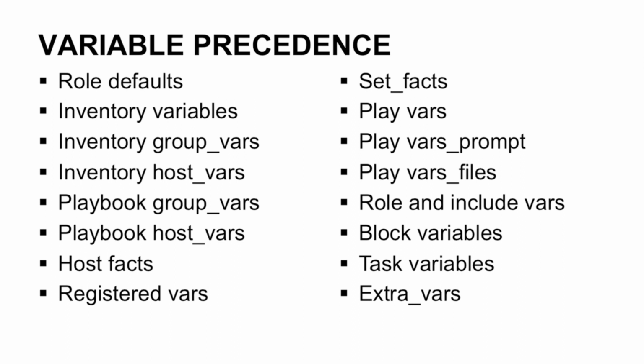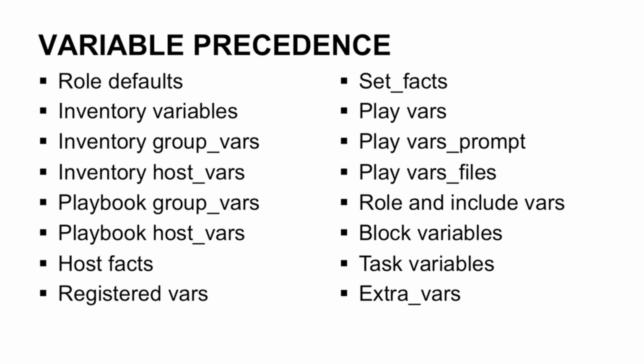The first thing that we need to cover is variable precedence, which is basically how your variables overwrite each other if you have them defined in multiple places. As of 2.0, there are now 16 levels of variable precedence. I've listed them here in this slide in order of overwriting ability from 16, which is role defaults, to 1, which is extra vars.